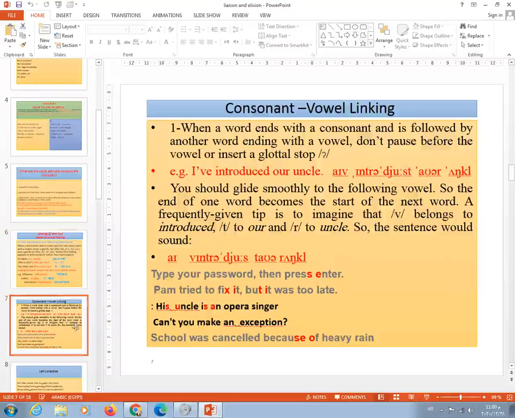Okay, how can we link a word ending with a consonant with a word starting with a vowel? When the first word ends with a consonant and the second starts with a vowel, how can I link them and move smoothly from one to another? Yes, here I have a trick. We're not going to insert anything, we'll do something else. Okay, let's look at this example.